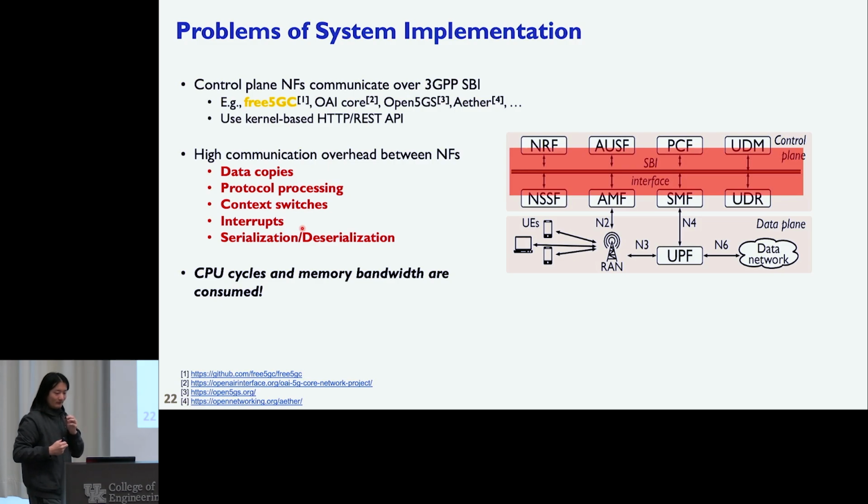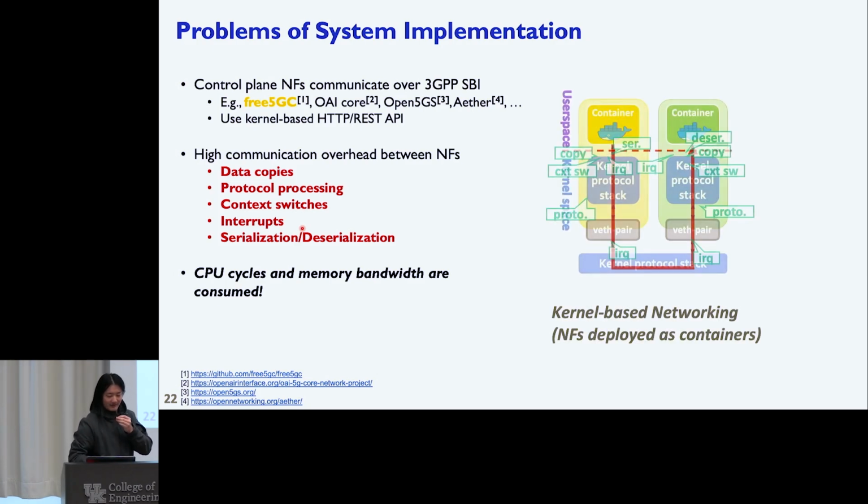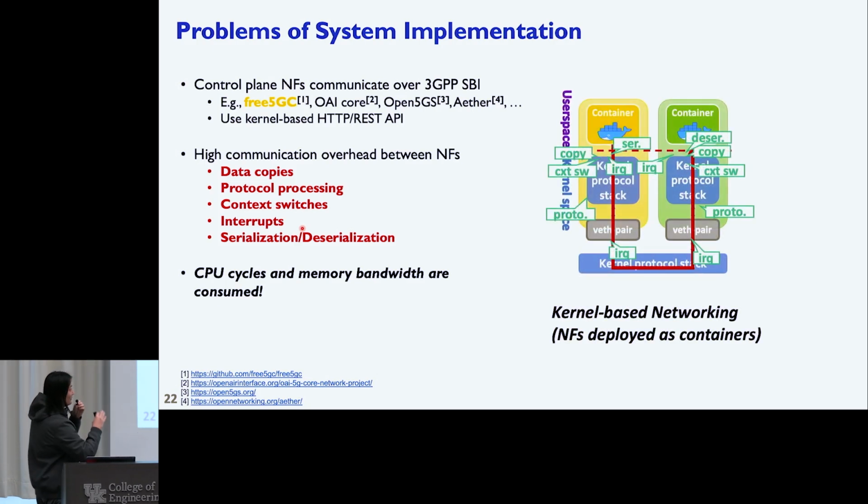So let's take a closer look at the problem of the system implementations. Basically, we know that the control plane NFs, because they are decoupled, need to use the 3GPP SBI to communicate with each other. And this is common for all of these existing 5G core network solutions right now, like free5GC, the OAI core, Open5GS, and the Aether core. All of them depend on the kernel-based HTTP REST APIs. But the kernel-based HTTP REST API is very slow because of the overhead introduced along the data path.